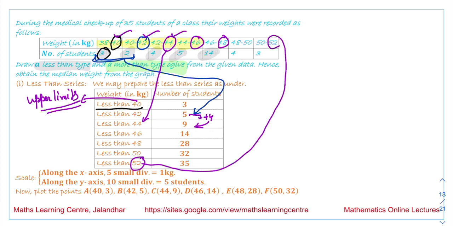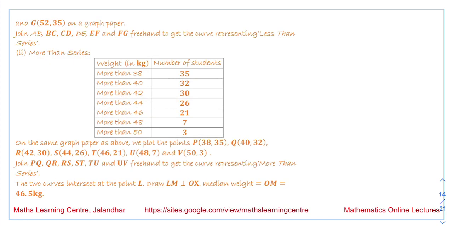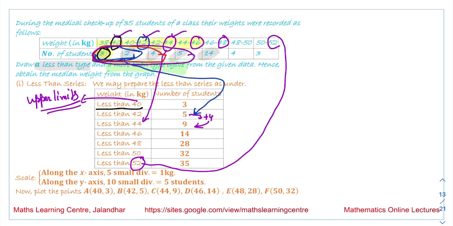When we write the cumulative series, we start from 3. The next value is 3 plus 2. The next value is 3 plus 2 plus 4. The next value is 3 plus 2 plus 4 plus 5. Like this we write these cumulative frequencies.